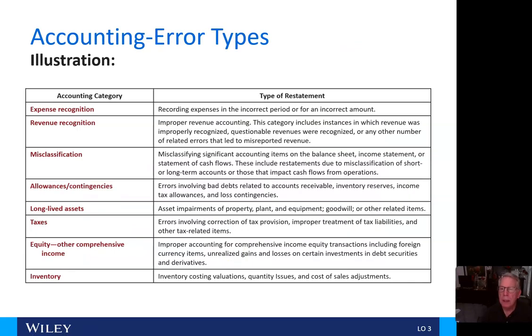Okay, so here, expense recognition, recording expenses in incorrect periods or for an incorrect amount. Revenue recognition, improper revenue accounting. That category includes instances in which revenue was improperly recognized, questionable revenues were recognized, or any other number of related errors that led to misreported revenues.